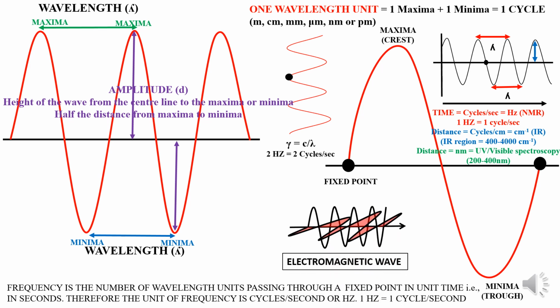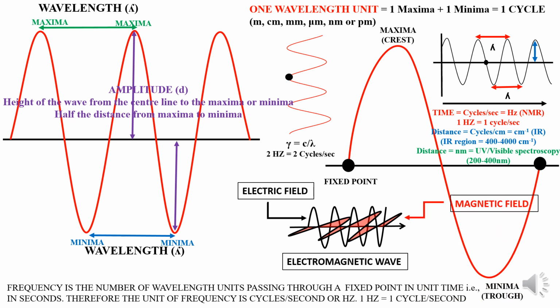The electromagnetic wave comprises an electric field vector and a magnetic field vector. And these two vectors are mutually perpendicular to each other. That is, they are oriented at right angles to each other.